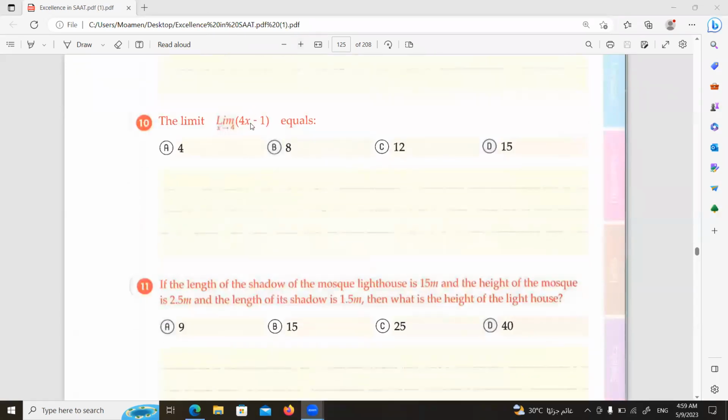We're going to the next: limit when x tends to 4 of x minus 1. We go by direct substitution. Substitute 4 for x, so 4 minus 1. It will be 3, and this is the result. We're going to the next problem.